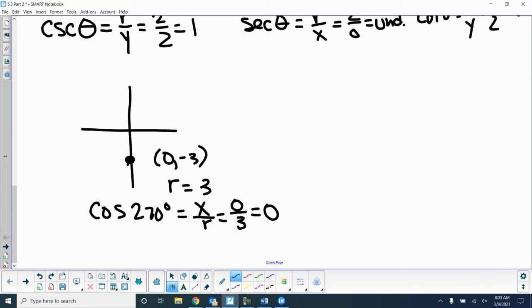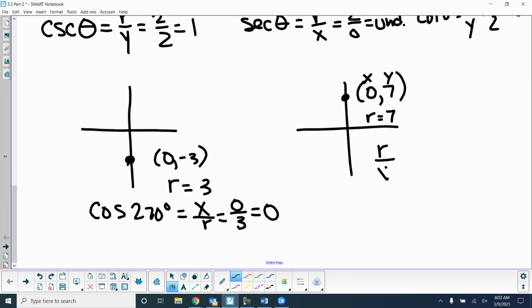Secant of 90. So 90's up here. Pick a y value, Hannah. 7. Okay. So my r value would be 7 also, right? There's my x, there's my y, my r is 7. Secant is the reciprocal of cosine, right? Cosine is x over r, so this one's r over x for secant. It's not theta, it's 90. It's just this.